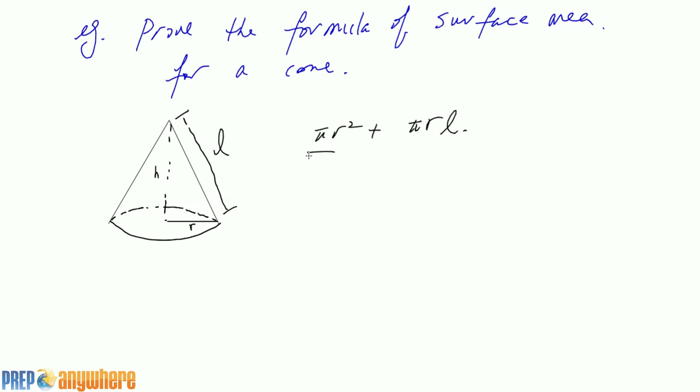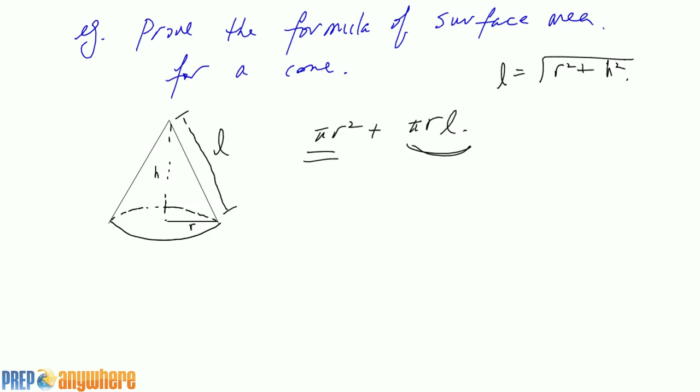So we don't need to prove this part, pi r squared. We can easily do that by just finding the area under the curve and multiplying it by 4. So the challenging part for us will be this one. How do you find that around surface area? This is pi times r times L, where L, of course, is the square root of r squared plus h squared.